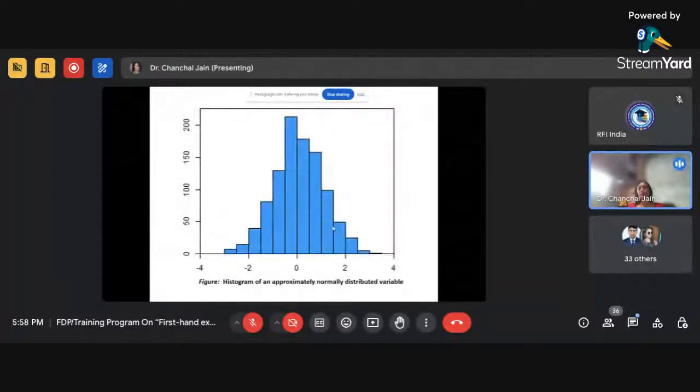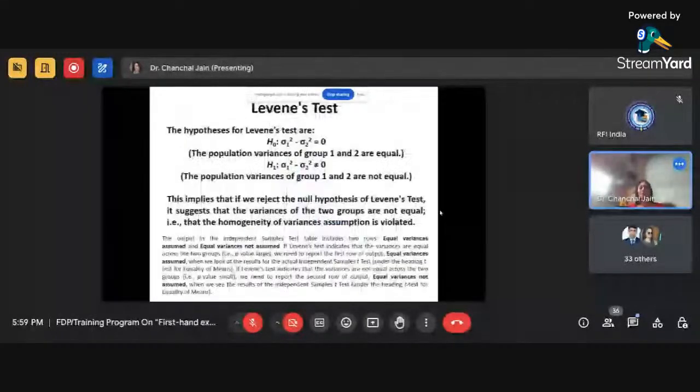I think I already showed you this graph yesterday. This is for understanding whether your variable is normally distributed or not. This is the depiction of normality, shown by the histogram. Further, talking about Levene's test, I think yesterday we had not seen it. For homogeneity of variances, the last assumption of the independent samples t-test, you need to use Levene's test, right?